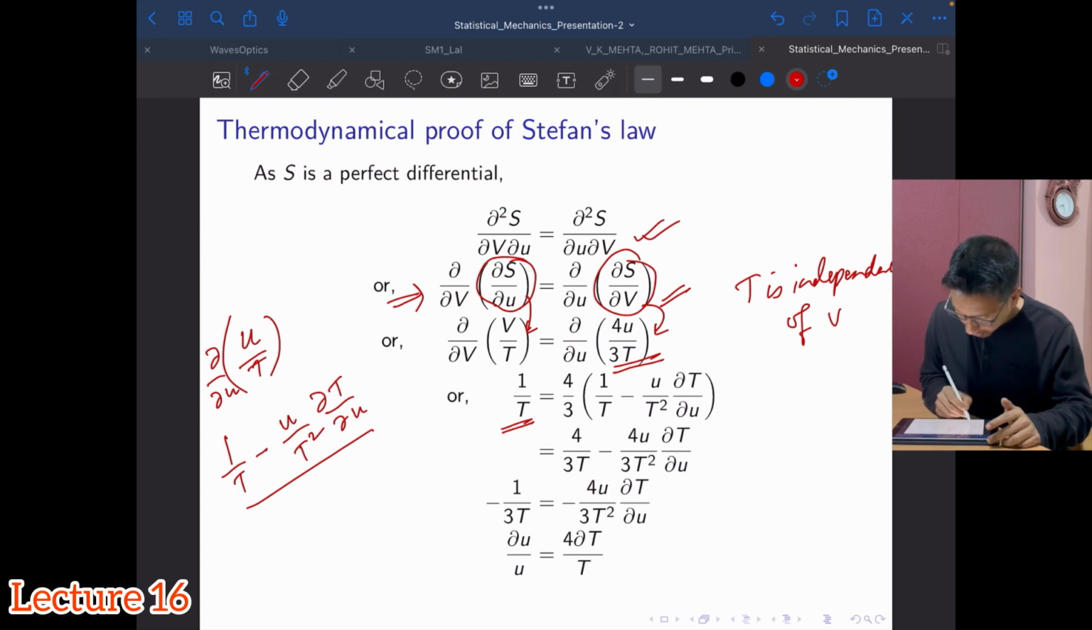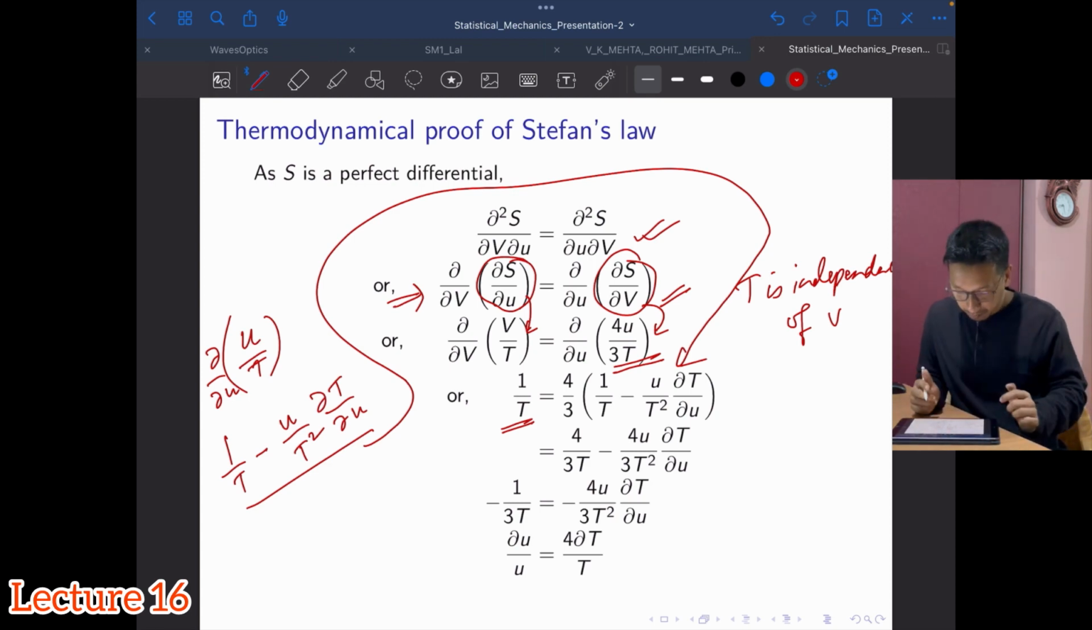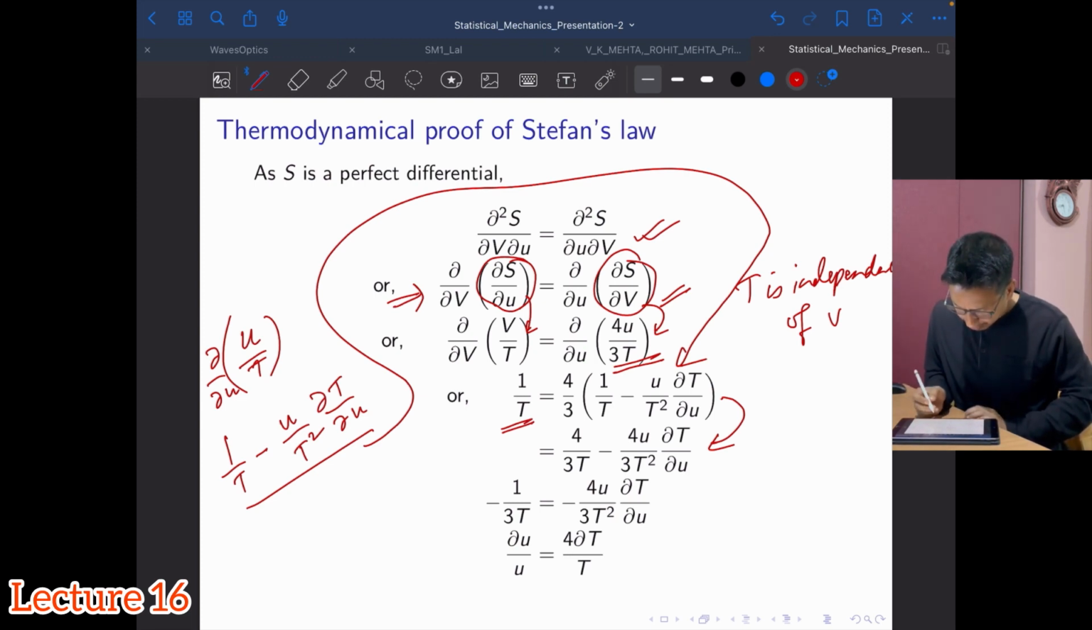Okay, so I shall write, how should I write? Okay, I should put this one. This is mainly because there is a dependence of T, the temperature, with U. Then after that it is just normal substitution. So from here to here, 4 by 3 I have just inserted, right? After doing this algebra, normal mathematics steps, you will end up with del U by U equals 4 del T by T.